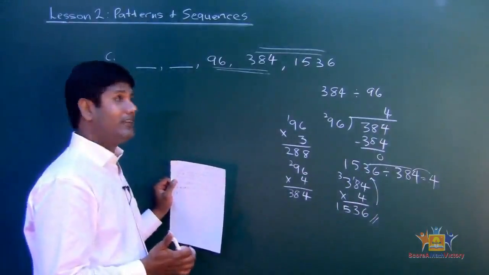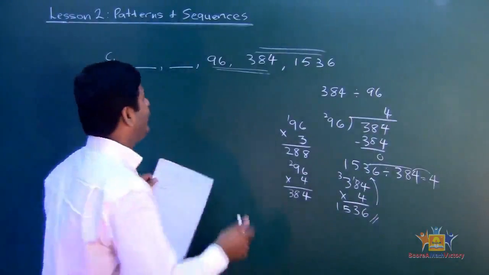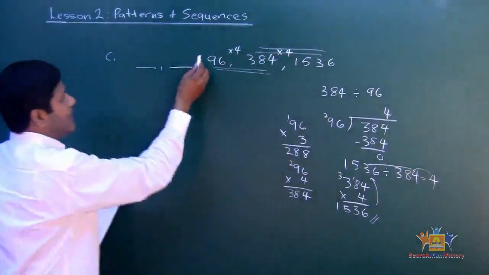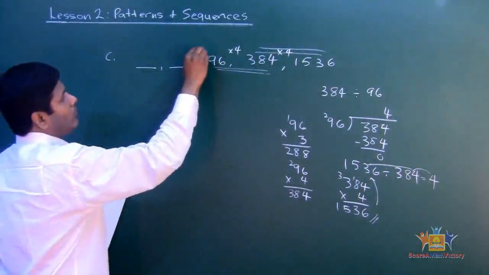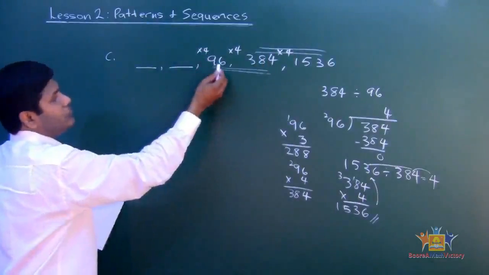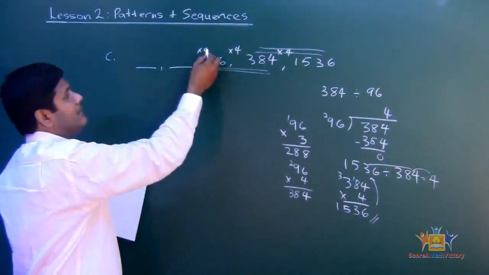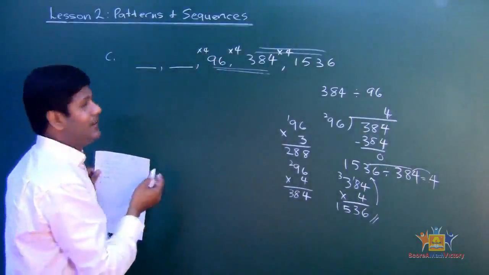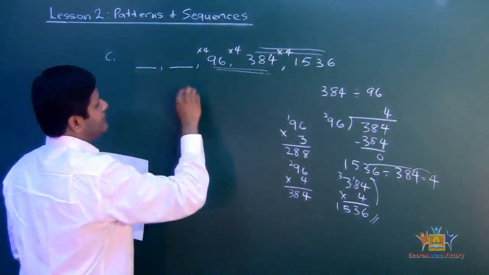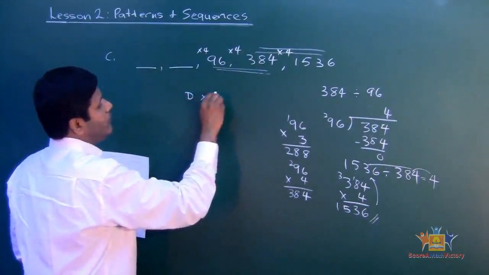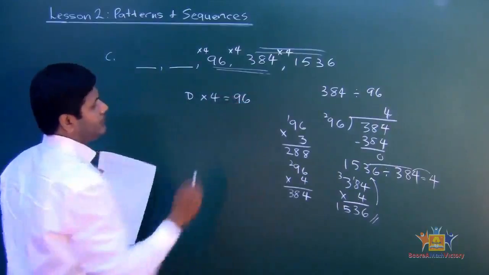What does that tell you? We're multiplying everything by 4. So we're multiplying this by 4, multiplying this by 4. But now I need to get to this one. So this number times 4 should give me 96. Which also means 96 divided by 4 should give me that. Am I right? Because remember, let's say this is something we don't know. D times 4 should give me 96.